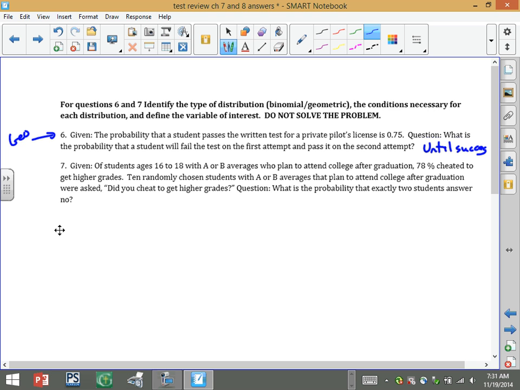Out of students aged 16 to 18 with A or B averages, 78% cheated to get higher grades. 10 randomly selected students, so n equals 10, so probability 0.78. Two outcomes, they either cheated or they didn't. Each student is independent, and we got a set number of trials, so number 7 would actually be binomial.